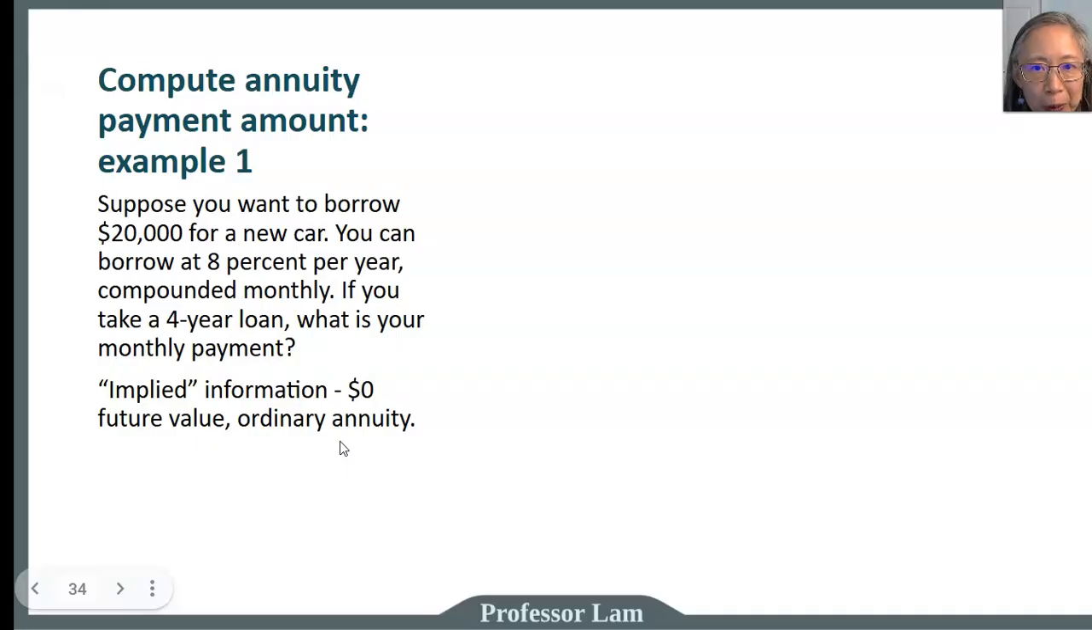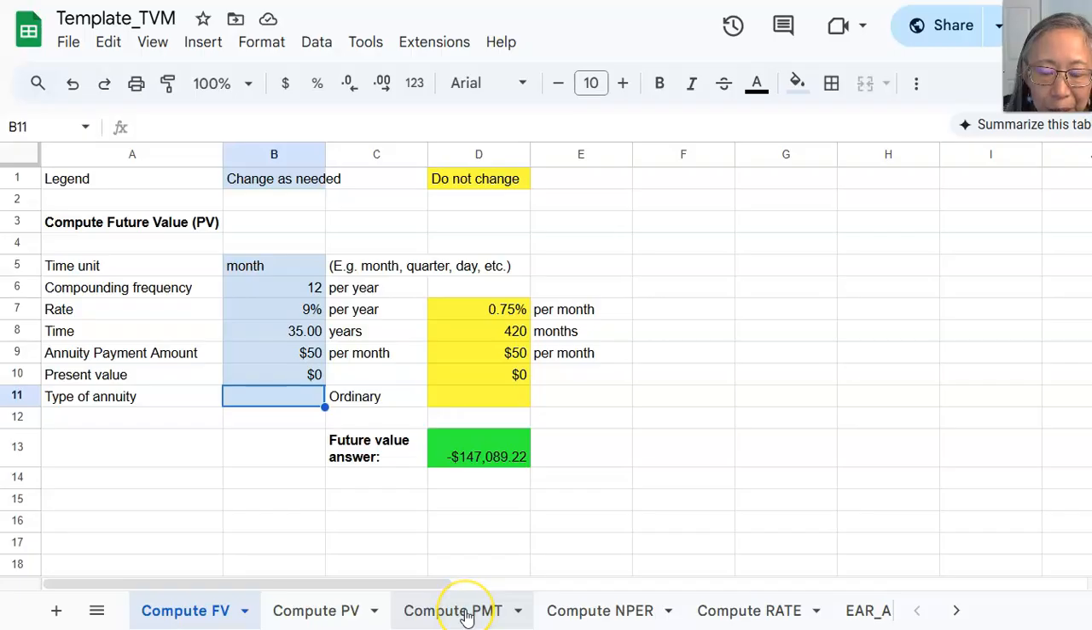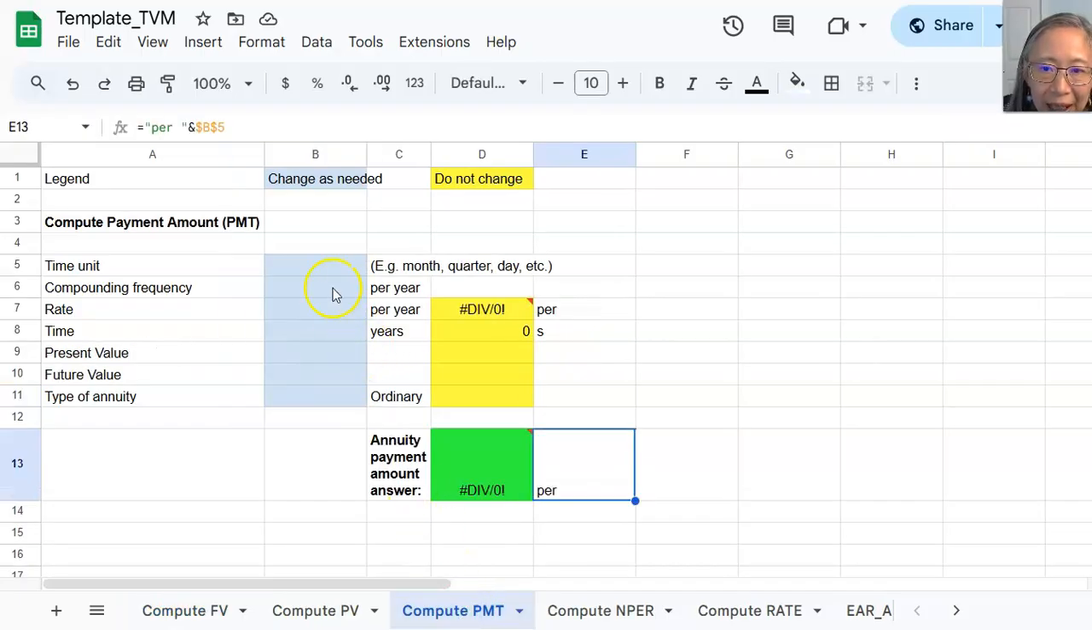That's because the first payment comes due at the end of the month. There is 0 future value. That means you fully pay off the loan at the end of the 4 years. So when you go to the template, you want to choose the right one. We are computing payment, so we'll choose this tab. And pause the video and enter the information and come back and we'll check.